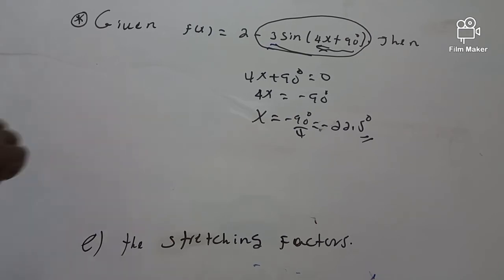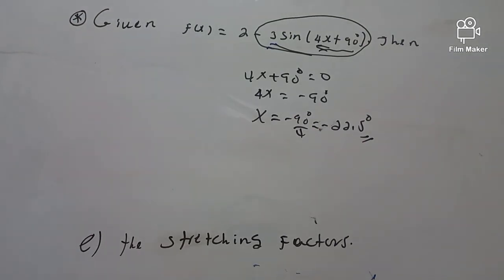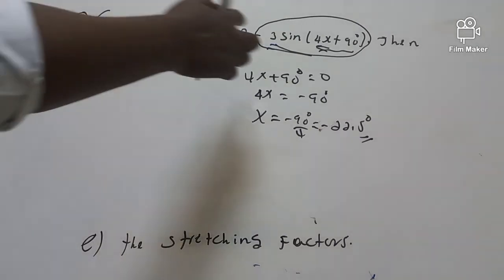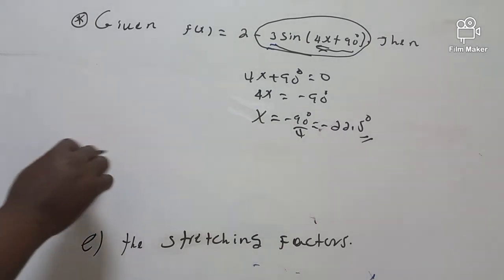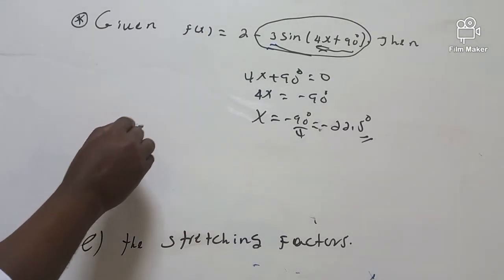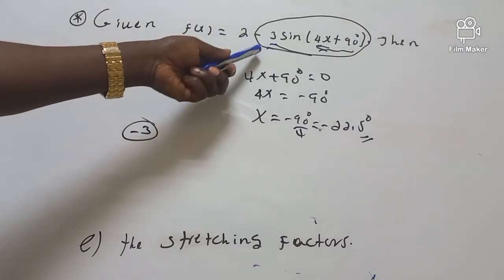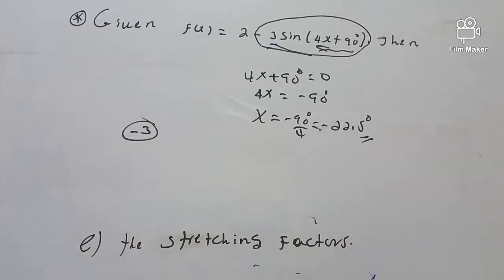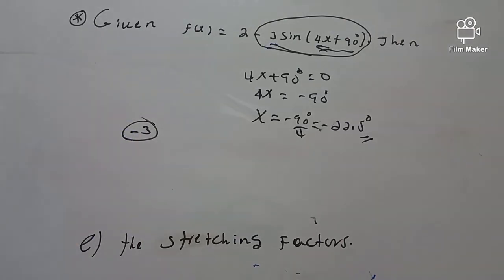The stretching factor means that we can stretch the graph of this problem either parallel to the y-axis or parallel to the x-axis. The graph of this problem will be obtained from the graph of the basic trigonometric function sine by stretching that graph parallel to the y-axis with a scale factor of negative 3. So the graph of this problem is obtained from the graph of sine x by stretching it parallel to the y-axis with a stretching factor of negative 3.